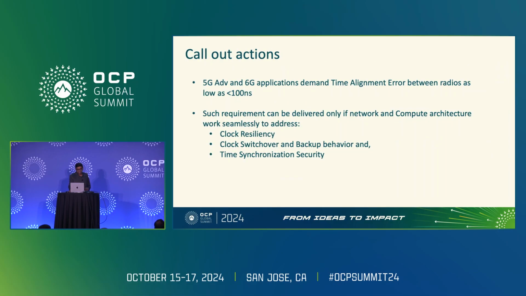So that brings us to our last slide. The call to action to this group here is that all the 5G networks that we have seen are going to be virtualized, they are going to be sitting in data centers. So we need to make sure that the network and the compute architectures will work seamlessly to address the three things that are written on the slide: the resiliency, switchover, and security.